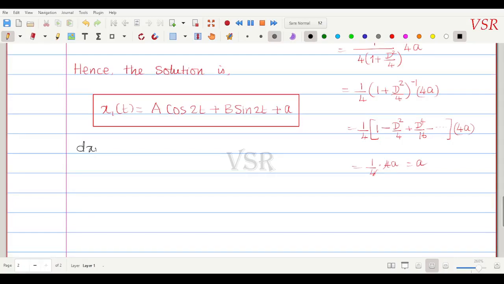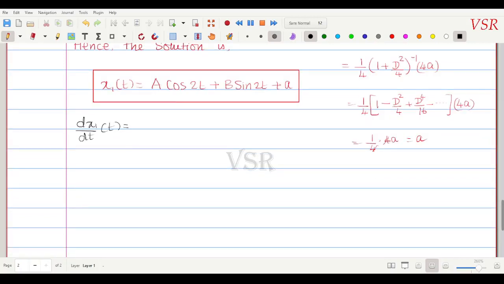dx1 by dt at the point t is equal to, what do we get here? a cos 2t, so minus sin 2t into 2. So we have minus 2a sin 2t plus sin 2t becomes cos 2t into 2. So we have 2b cos 2t. Okay, we differentiated this and got this.